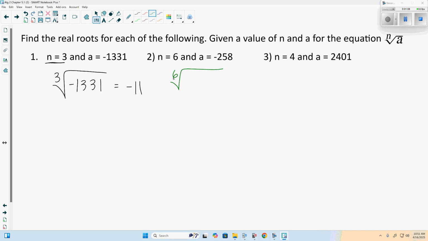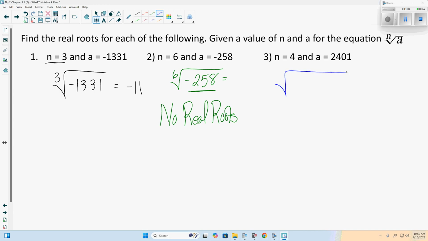Now the second one, we're wanting to take the sixth root of negative 258. Since we're taking an even root, there's 3 possible choices: either no real roots, 1 real root, or 2 real roots. And because the number inside is negative, we can't take an even root of a negative number. It just does not work to get real roots.